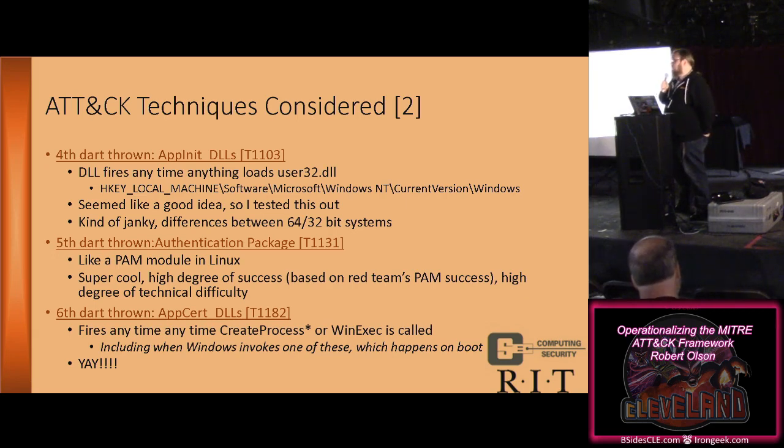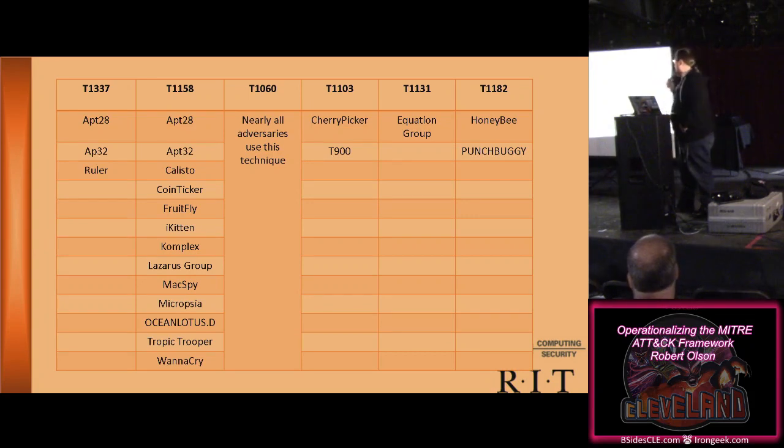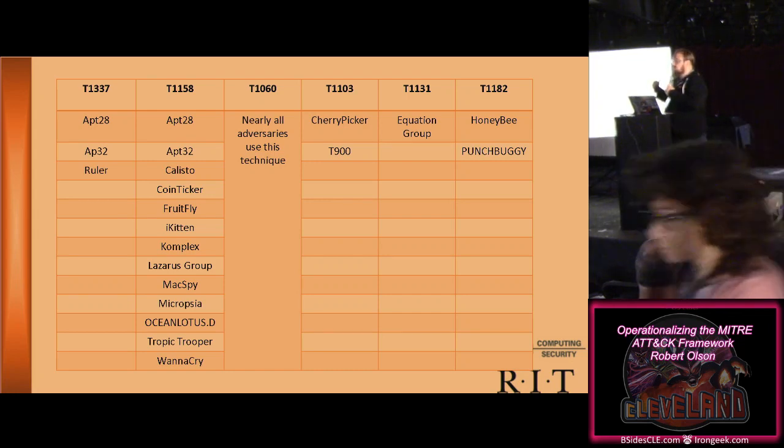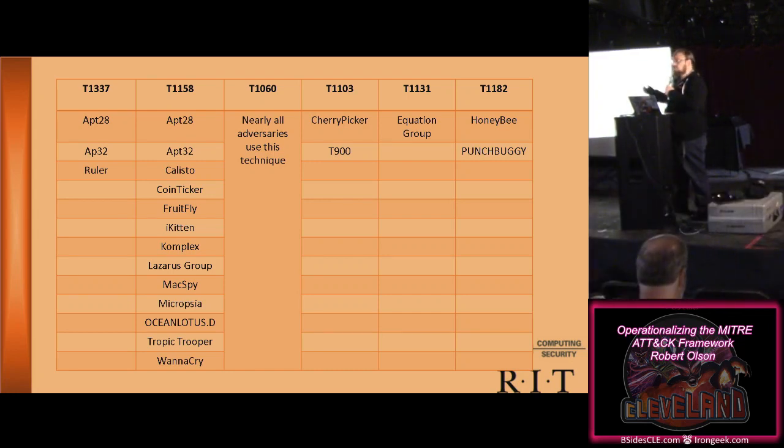AppCert DLLs fires any time CreateProcess or WinExec is called. Oh, okay, that's nice. Including any time that Windows invokes any one of these, which it does on boot. So pretty much guaranteed administrative code execution on boot. Okay. Yeah, so this is what I ultimately decided to go with, and it worked pretty well for the most part. Now, to see which adversaries, if you will, and this is what I think makes ATT&CK a little bit more interesting, is that you can get some insight into, when you use techniques, what specific adversaries you're actually kind of working with.